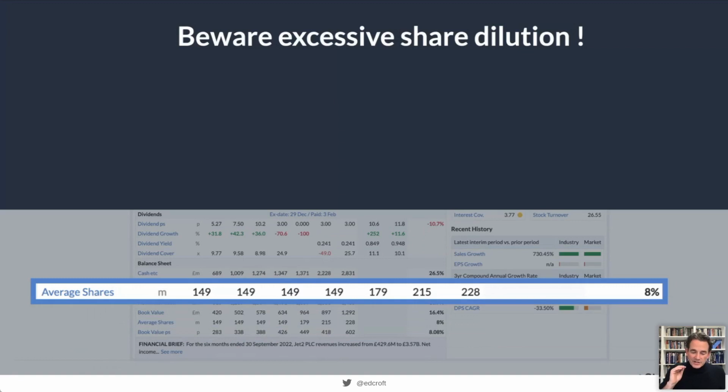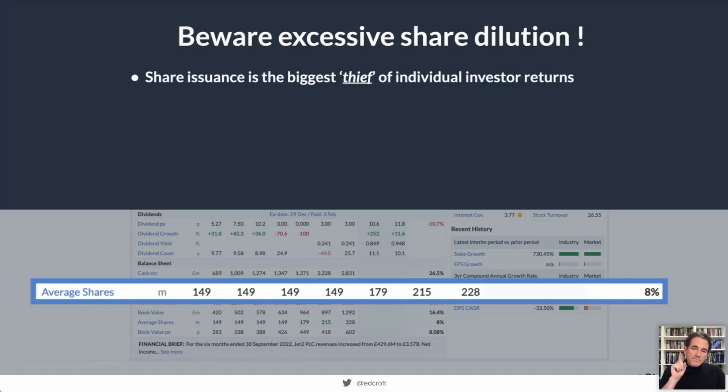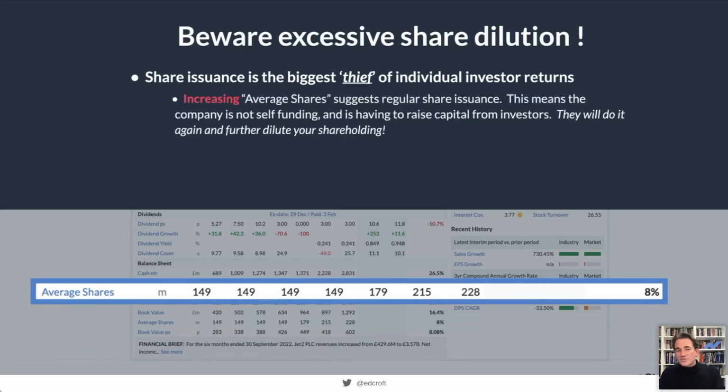It means that you have a much lower proportion of the company, and what you thought was a great investment for the future, you won't get as much as you thought. And it's a really important thing. It's the biggest thief of individual investor returns out there, and I can't stress this enough. The company is not self-funding if they're doing that and having to raise capital from investors. They will do it again, and they will further dilute your shareholding.